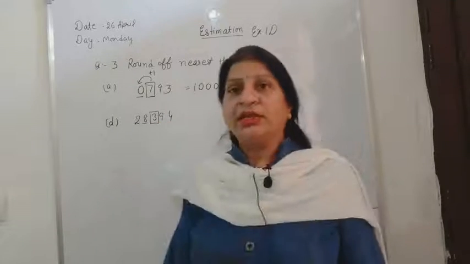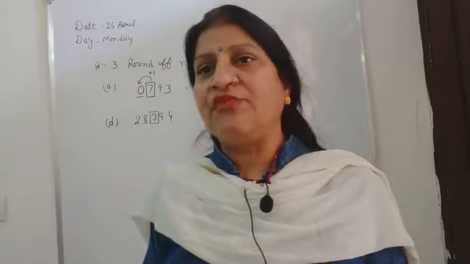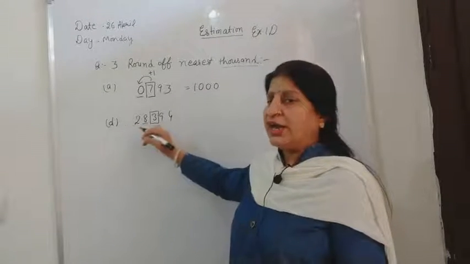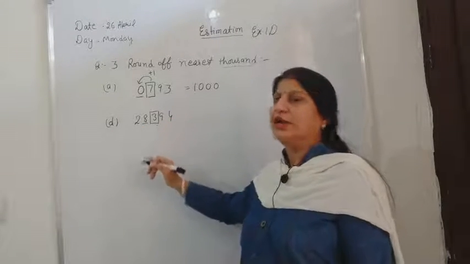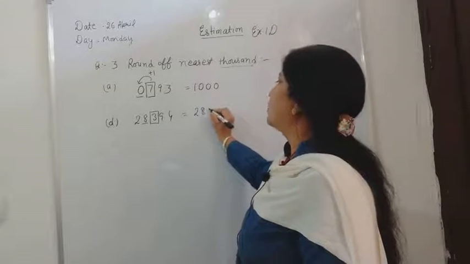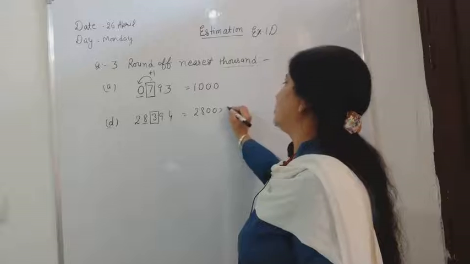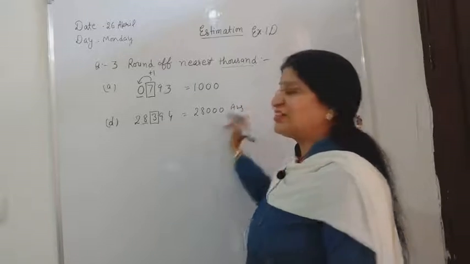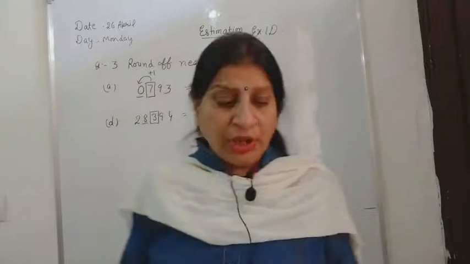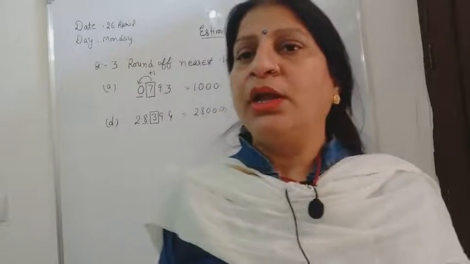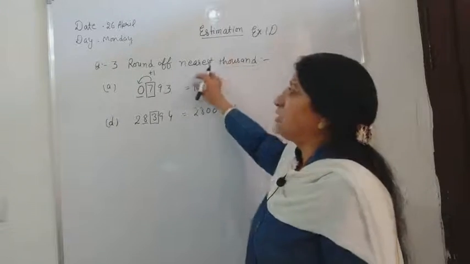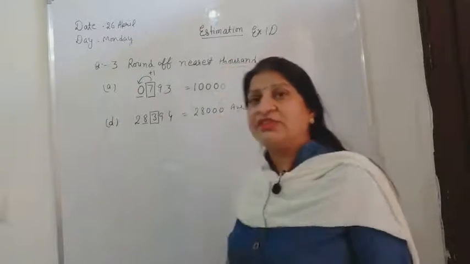Now we see that 3 is less than 5. That's why we write the number as it is and replace the ones, tens and 100 digit by 0. Then our number becomes 28,000. Clear this one? Now this is our answer. Now in the next part, question number 4, we have to round off the number nearest 10,000. And this is as it is the question number 3, and this is your homework.